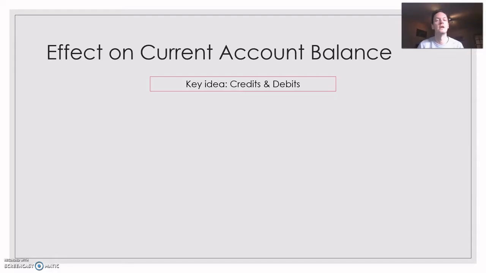Okay, so the first one in the study design is when the terms of trade changes, what is the effect on the current account balance? Now let's remind ourselves what this one is. This is the seesaw, remember? And the current account is where we record all international transactions with no future financial obligation. So your key idea here on how you're going to answer this question is all about credits and debits.